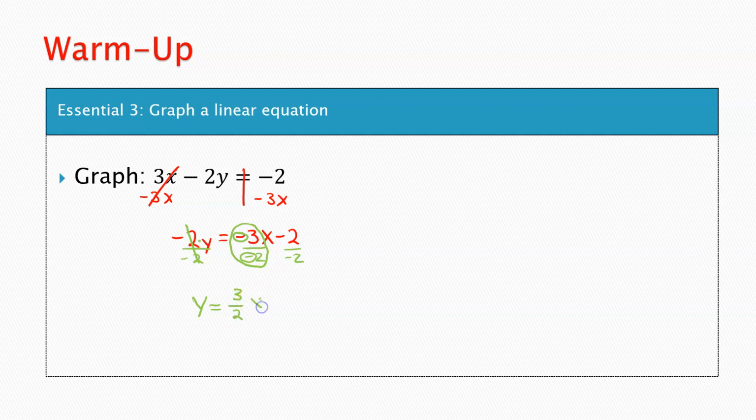I'm going to go ahead and bring down my x. And then one more time here, what is -2 divided by -2? A negative divided by a negative is a positive. 2 divided by 2 is 1. This is good to go now. This is in what we call slope-intercept form: y equals mx plus b.